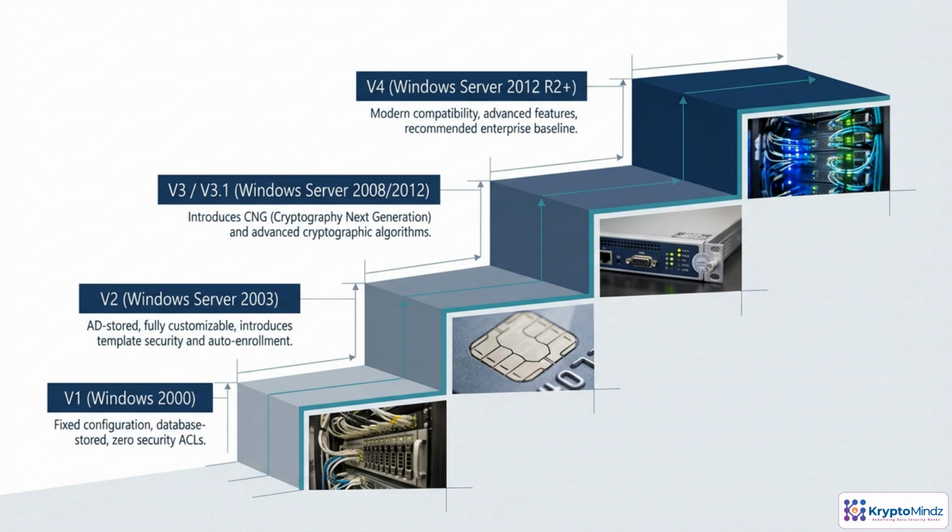To implement PKI effectively on Windows, you need to understand how certificate templates evolved across server versions. Version 1 templates in Windows 2000 were fixed, stored in the CA database, and had essentially no access control. Version 2 in Windows Server 2003 moved templates into Active Directory and added full customization, security ACLs, and auto-enrollment. Versions 3 and 3.1 in 2008 and 2012 introduced CNG and modern algorithms. Version 4 from 2012 R2 onward is the current enterprise baseline with the broadest features and compatibility.